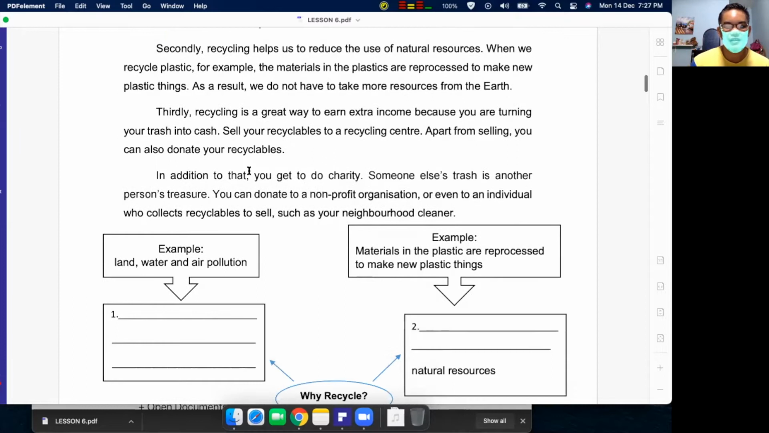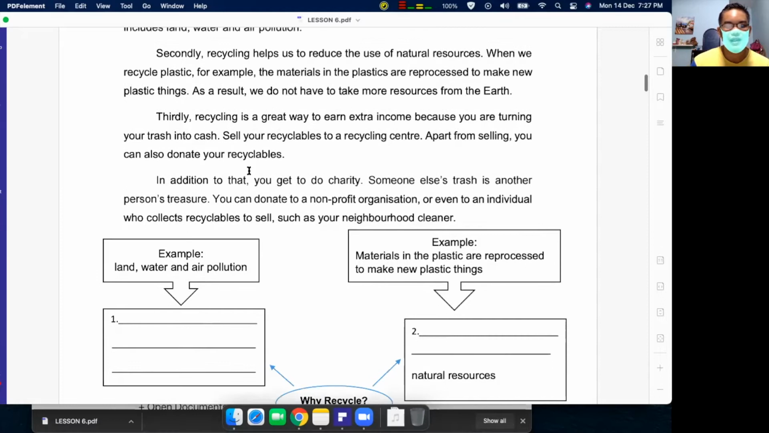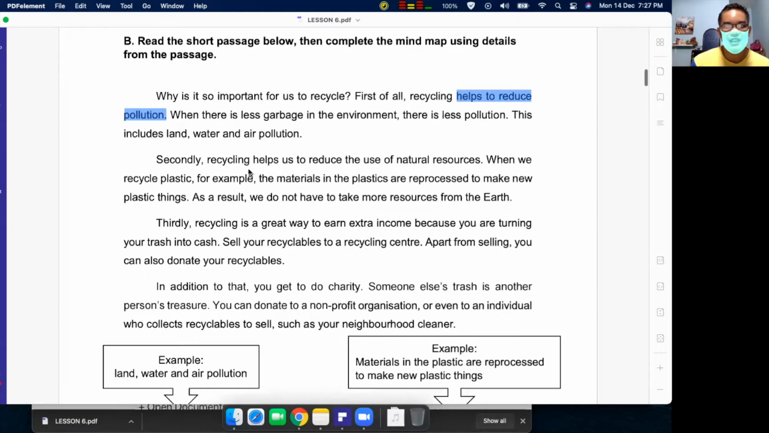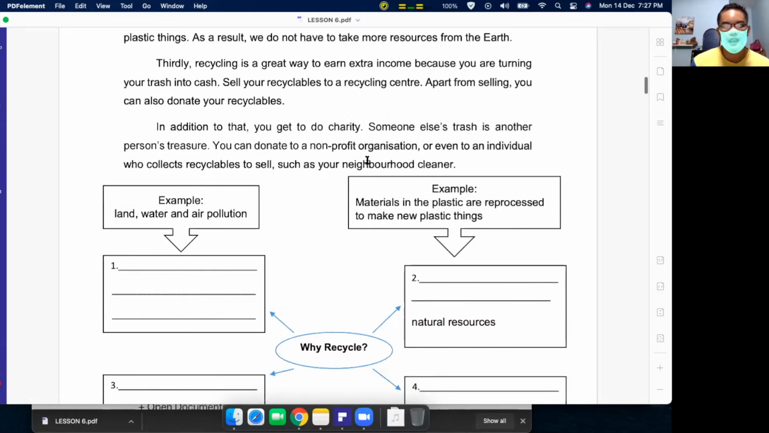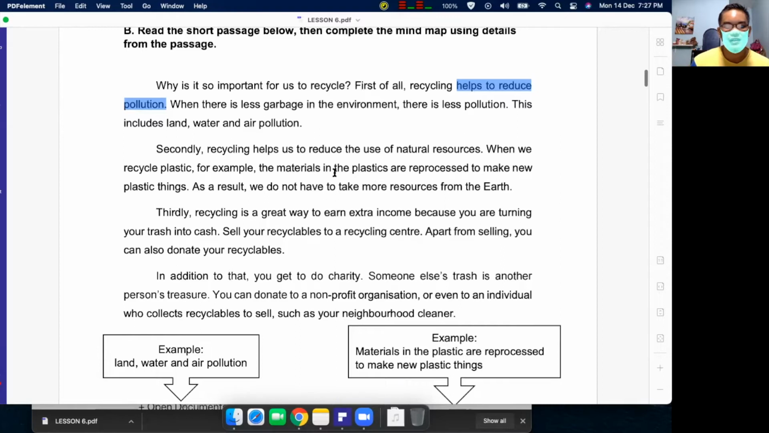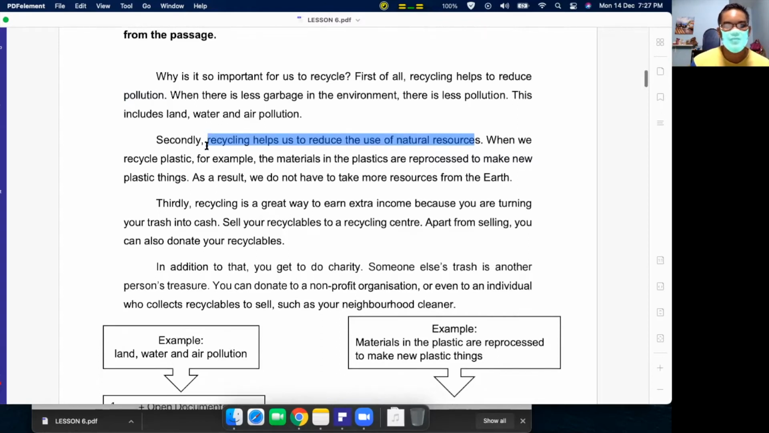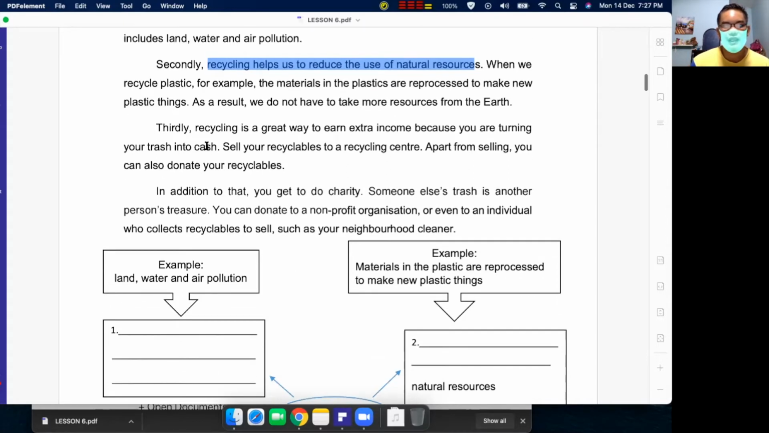And that will be the answer. We recycle. Why? Why do we recycle? Because it helps to reduce pollution. And number 2, it has something to do with natural resources. This is the keyword, okay? Natural resources. You can see the word here, natural resources. So you can simply take the whole sentence. So it helps us to reduce the use of natural resources.